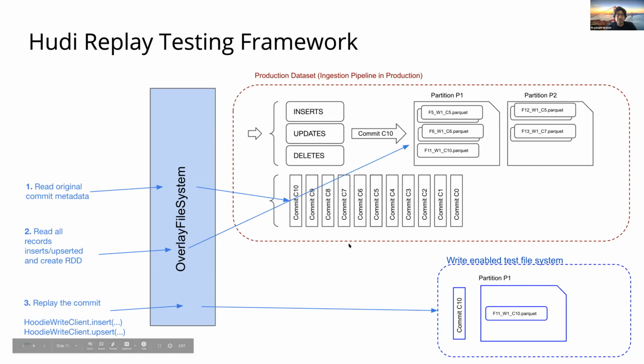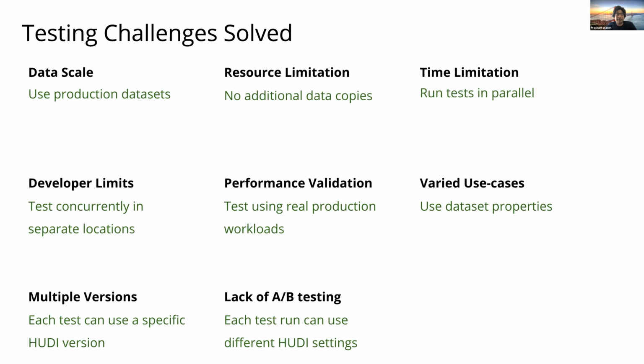And with this model, multiple developers can test at the same time, and we can do A/B testing. We can change a feature or a setting in Hudi. We can enable a feature. We can disable a feature. We can see and measure stats while replaying the commit and compare it to the production commit and figure out whether this was beneficial to us or to a particular data set, or whether this led to some issues. And we have solved a lot of our testing challenges using this model.